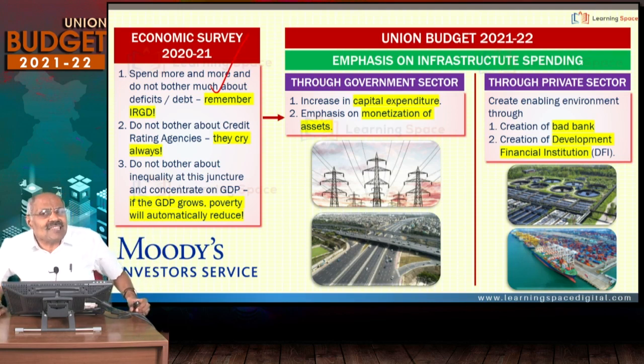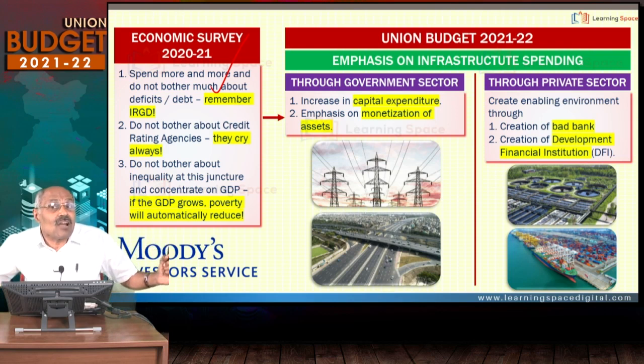The second message is don't bother about the credit rating agencies. They always cry. If required, borrow more and spend more. Don't bother about credit rating agencies. That is the second message. The third message is don't bother about inequalities across the globe. There is a clamor about increasing inequalities. Don't bother about increasing inequalities.